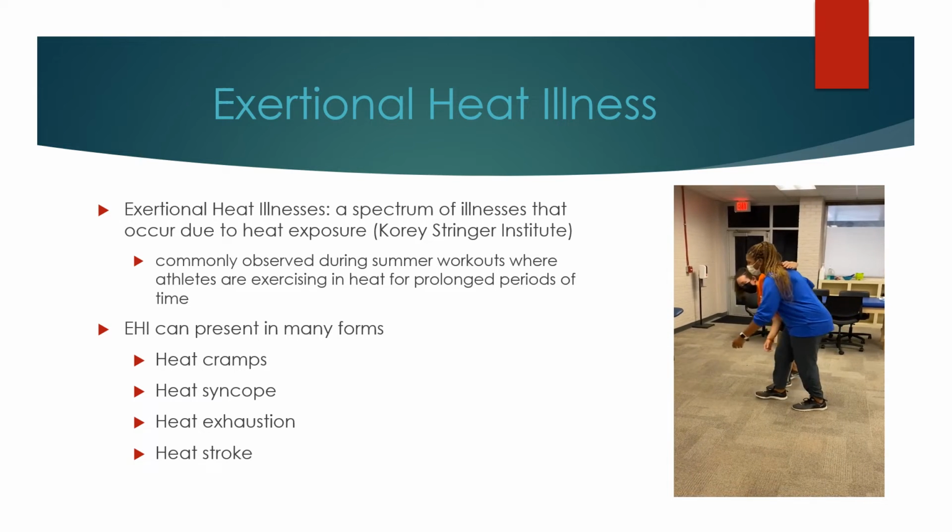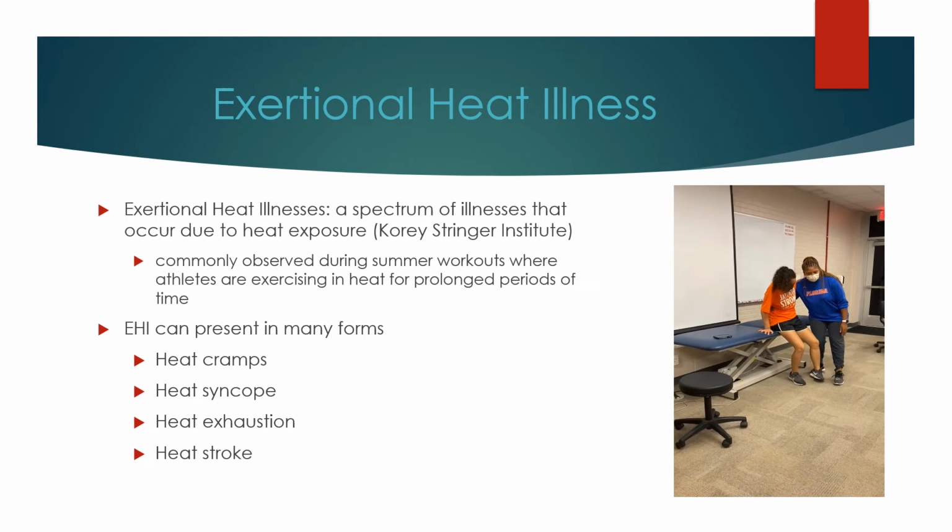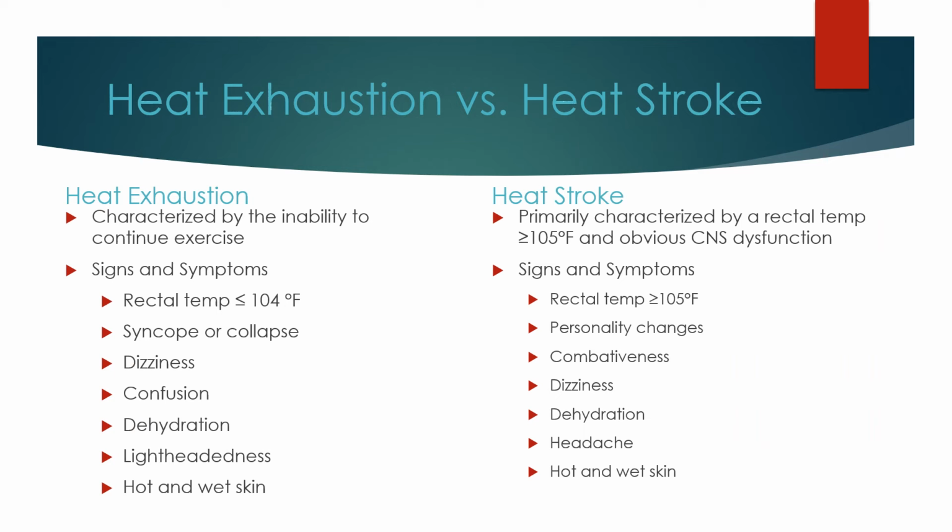These are commonly observed during summer workouts when athletes are exercising in heat for prolonged periods of time. Different forms of exertional heat illness include heat cramps, heat syncope, heat exhaustion, and heat stroke. For the purpose of this video, we will be looking specifically at heat exhaustion and heat stroke.